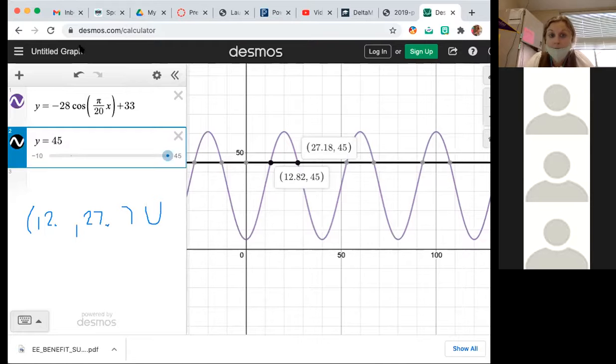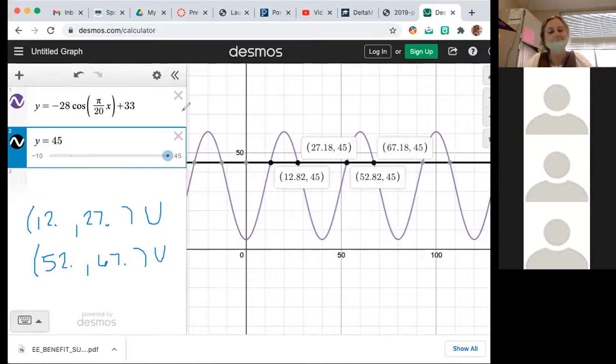Union, that's only the first time around. The second time around, it's above 45 at 52.82 to what? 67.18. Very good. So this is just like the one we did the other day in the warm-up. 52 point something to 67 point something. And the decimals repeat because the period is constant. Very good. Yep. And then the third time around, guys, you would union and you would type this in.